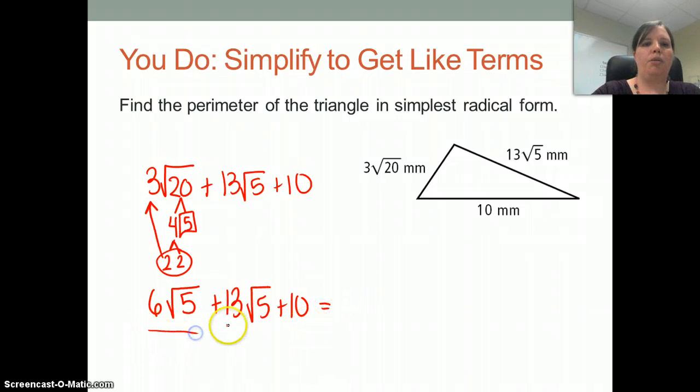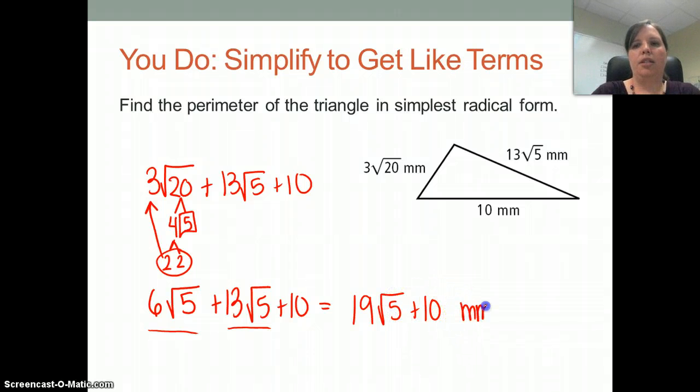So it looks like now you have two like terms. So 19 root 5 plus 10, and the units on this one are millimeters because it's a distance, it's a perimeter. So simplify those radicals and then look for like terms. That's the moral of the story when it comes to adding and subtracting. We're going to get into some other operations, so you really want to compare it to other times where we've added and subtracted. You're always looking for like terms. If there's one thing you've learned in algebra, not everything can be combined using addition and subtraction.